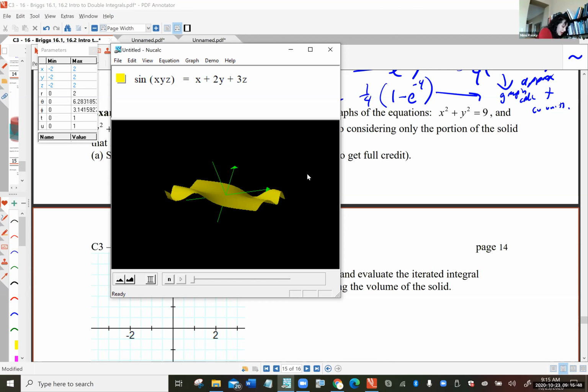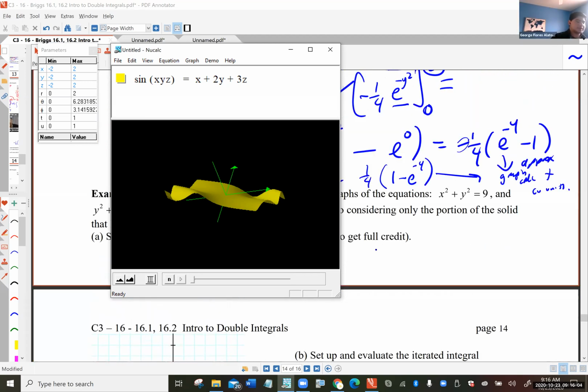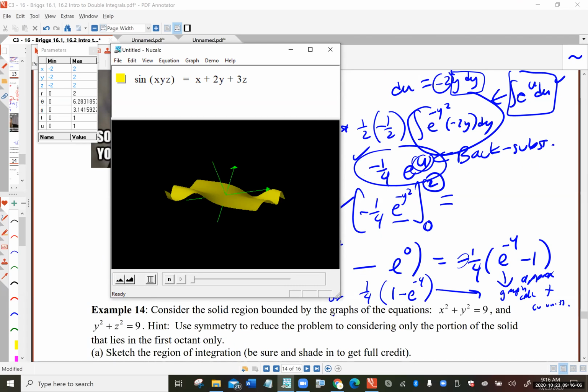Okay, so now if I were to do what we're doing here, look at example 14. Take a look. What do you think is going to be the capping surface there? This is a hard problem. You've got x squared plus y squared equals 9, and y squared plus z squared equals 9.